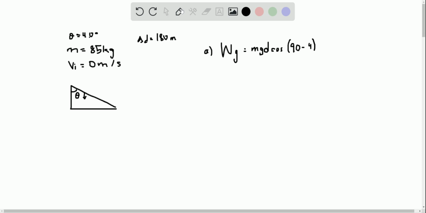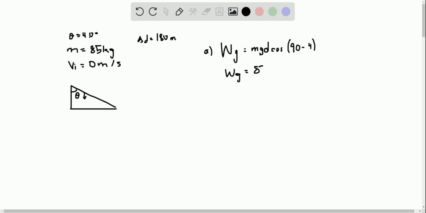The angle here, theta, is 4 degrees on the hill. Now we have our equation. All we have to do is plug in the values and solve. So if you plug in 85 for mass, 180 for distance, 9.8 for gravity, which is a constant, and then multiply all that by the cosine of 90 minus 4, which is 86. Let's just write that out.